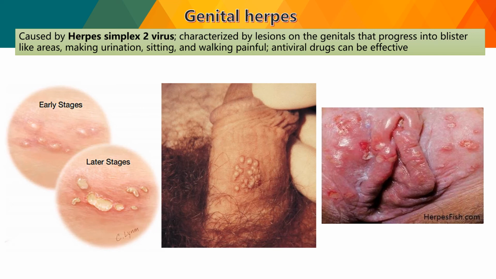So antiviral drugs can be effective to combat this genital herpes. So ayan, nagkakaroon ka ng parang mga maliliit na butlig. So, this is the early stage and then the latter stages. So, yan. Para siyang warts. Okay, warts. This is the male, this is the penis that has warts and then ganyan sa female.